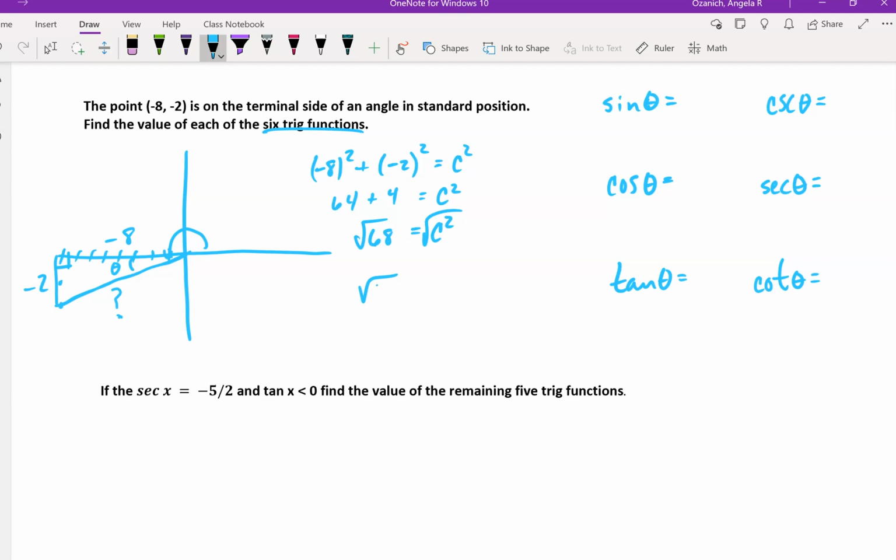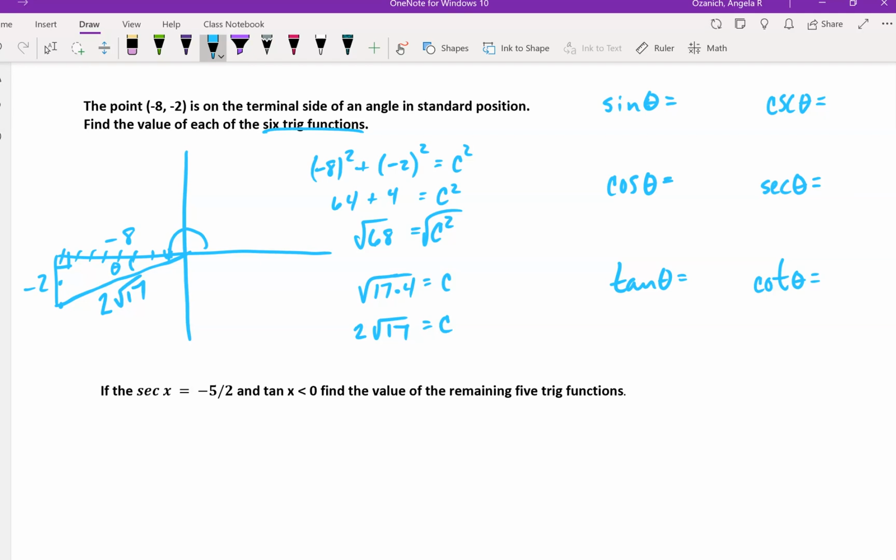So 68 is the same as 17 times 4. So another way to write our value for c is going to be 2 root 17. Okay, so that's going to be a nice little value for us to work with and to reduce fractions here and there, and also perhaps rationalize our denominator. So now that you know that this hypotenuse is actually 2 root 17, see if you can take a minute to write all of your trig functions.